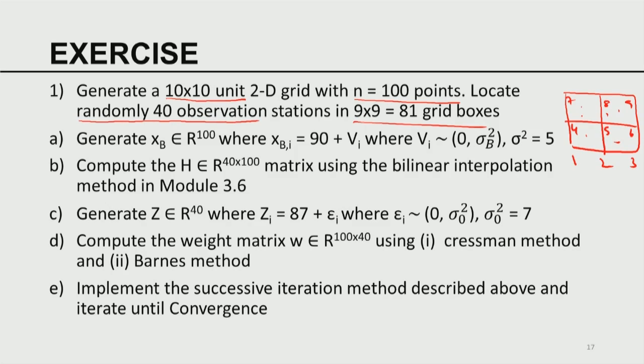Generate XB, which is in R^100. I would like to ask you to generate the background, where the mean is 90 and VI is a noise. This must be normal, normal with 0 mean, so VI is normally distributed with 0 mean and sigma B squared as the variance. I am going to ask you to pick sigma B squared to be pi, that's the variance. So you generate the noise, add it to 90, and generate 100 random vectors; you have the background information. Then compute H, which is the 40 by 100 matrix, using the bilinear interpolation that we developed in module 3.6.